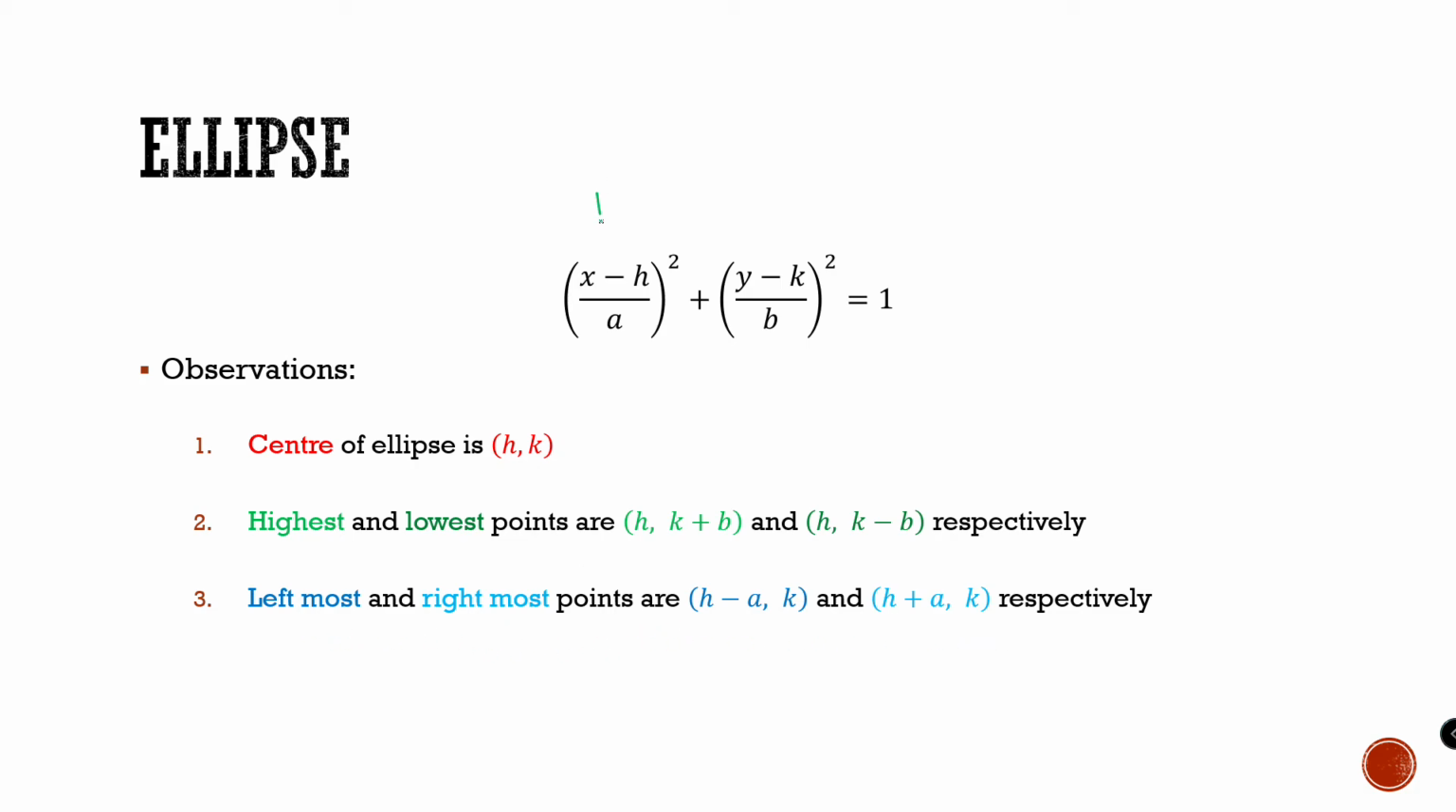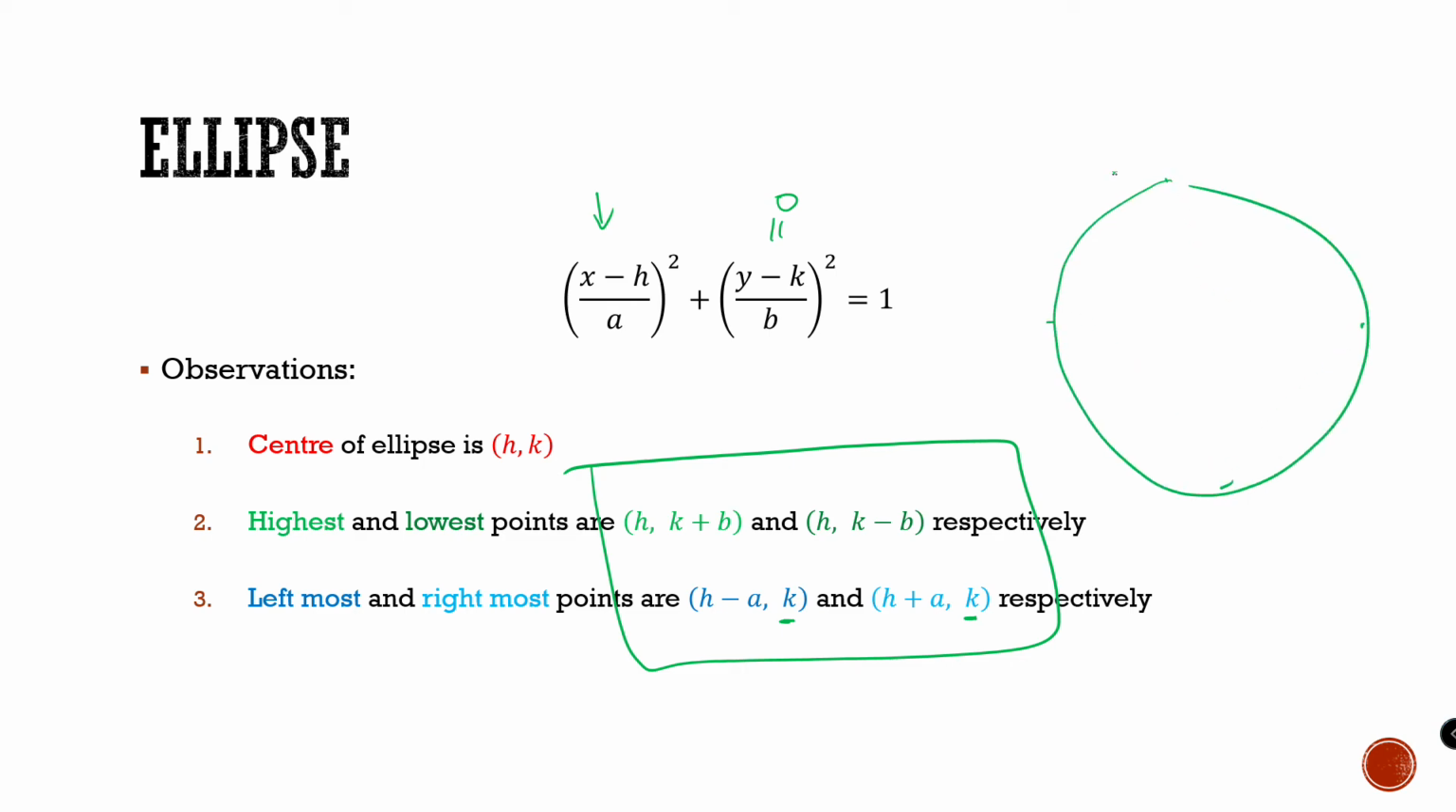Same for the leftmost and rightmost point. Leftmost, rightmost means I want to maximize, minimize x. I will want to make this term 0. To make this term 0, I need y to be equal to k. That's it. So the moment you have the 4 points, you can plot them, and you can easily sketch the ellipse.